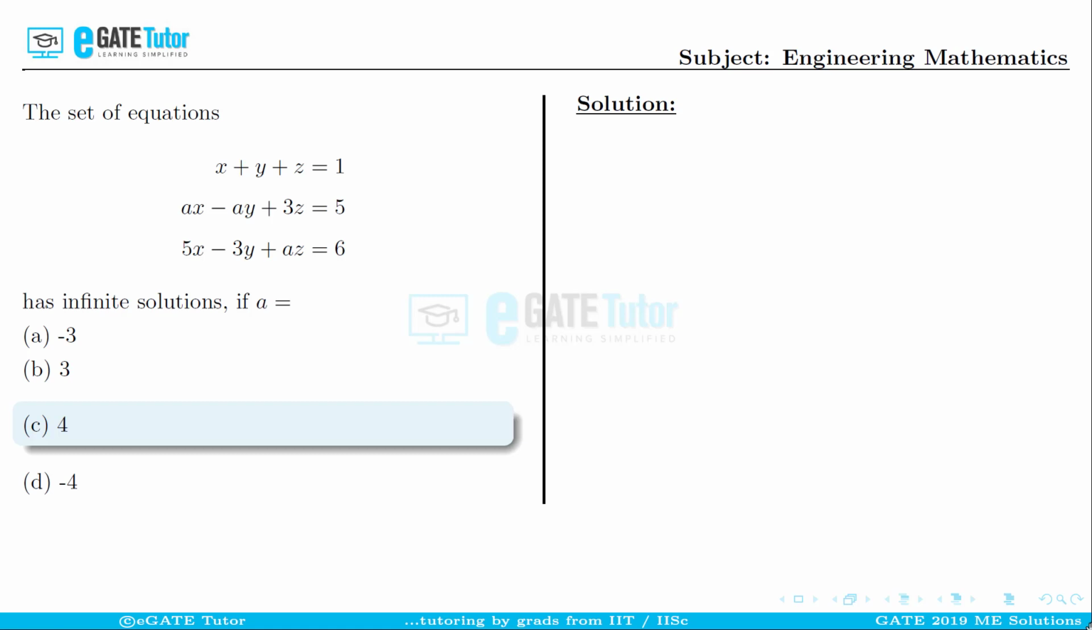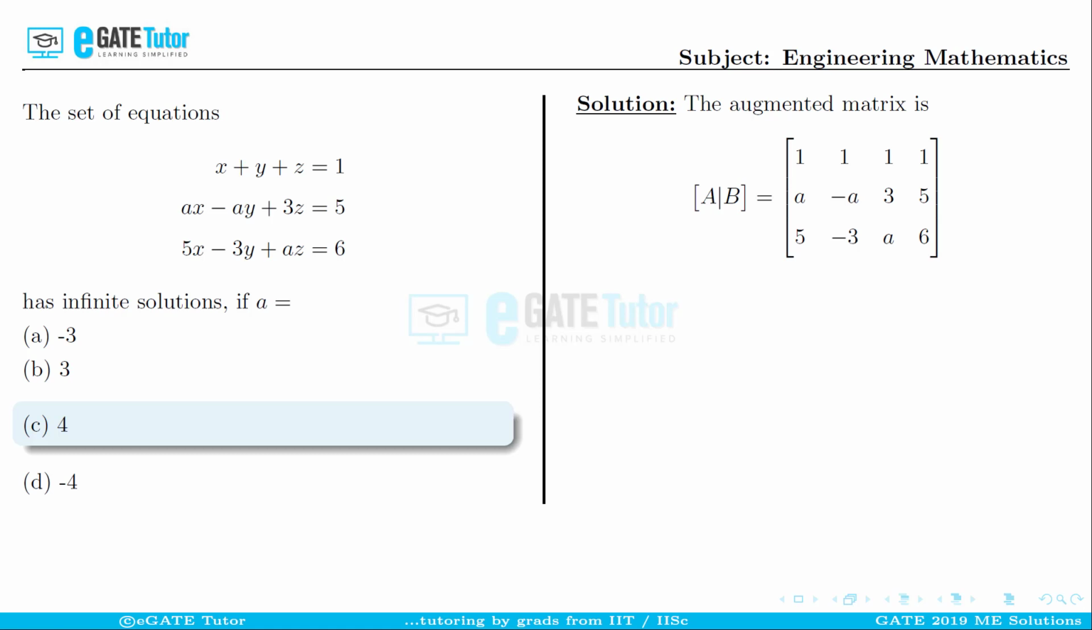Whenever such sets of equations are given, the first step is to write down the augmented matrix. The augmented matrix is formed by writing down the coefficients of x, y, z and the right hand side vector, that is, it includes the column with entries 1, 5 and 6 for this particular question. Therefore, the augmented matrix for these equations is [A|B] = 1, 1, 1, 1; a, -a, 3, 5; 5, -3, a, 6.